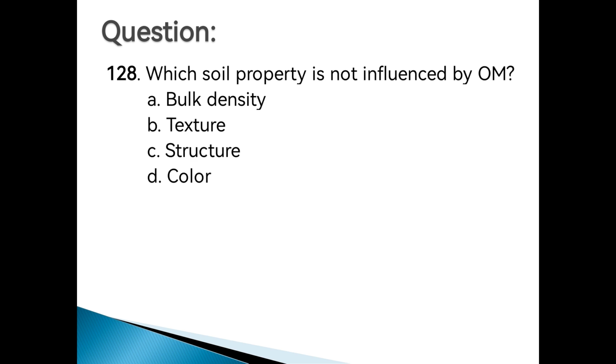128. Which soil property is not influenced by organic matter? A. Bulk density. B. Texture. C. Structure. D. Color. The correct answer is B. Texture.